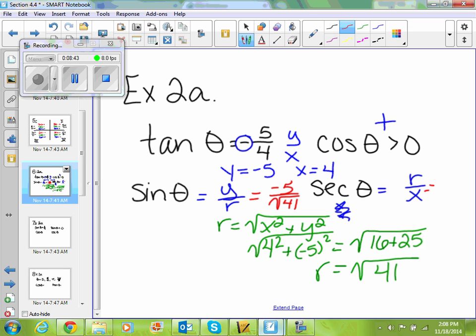And then I know that r is the square root of 41, and x is 4. So secant is going to be the square root of 41 over 4.